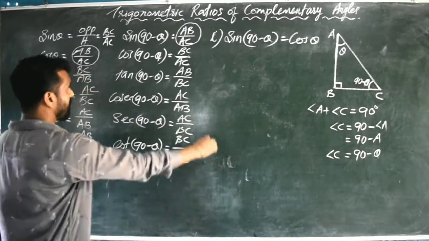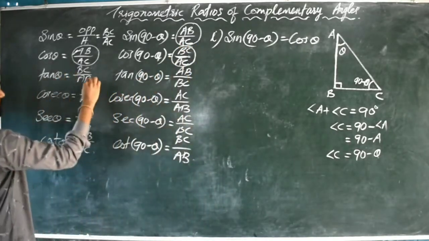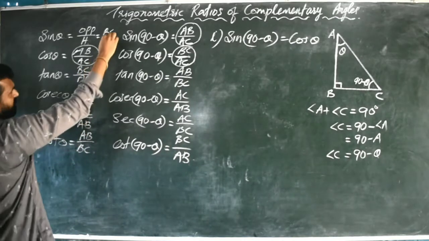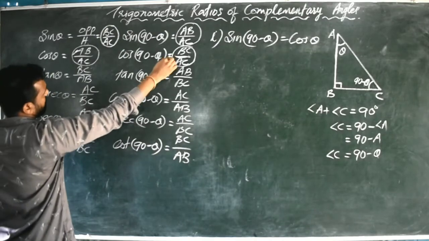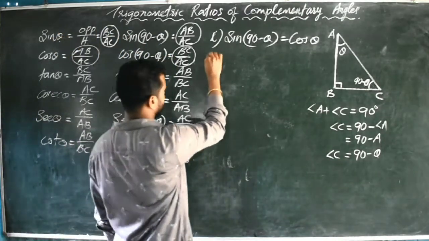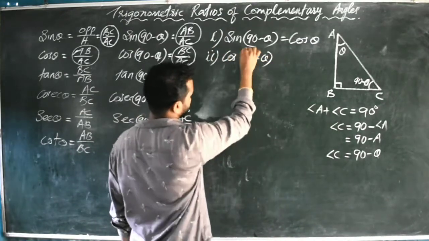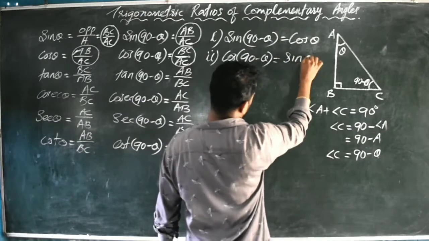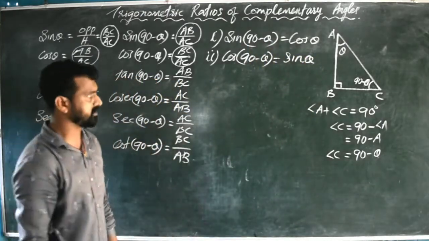Next one, cos 90 minus theta is equal to BC by AC. That is here, BC by AC. So cos 90 minus theta is equal to sin theta. So that is the second formula. Sin 90 minus theta is equal to cos theta. Cos 90 minus theta is equal to sin theta.